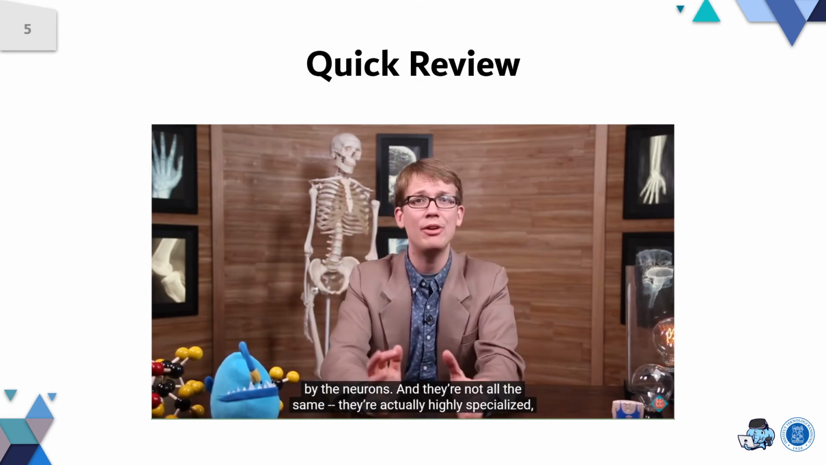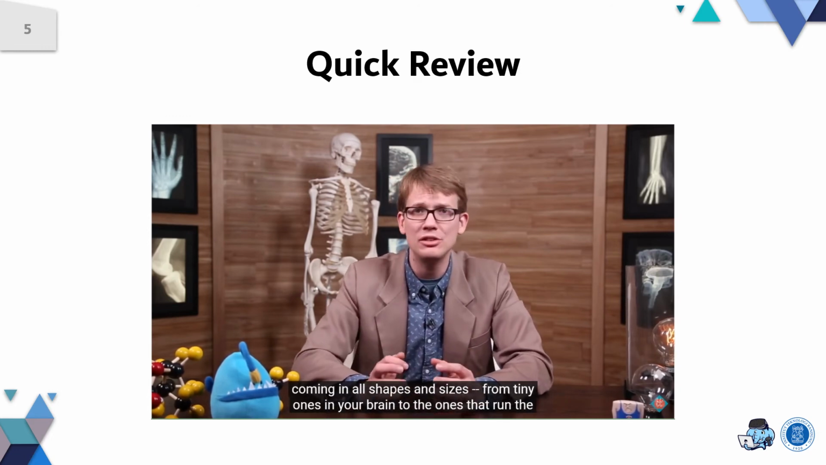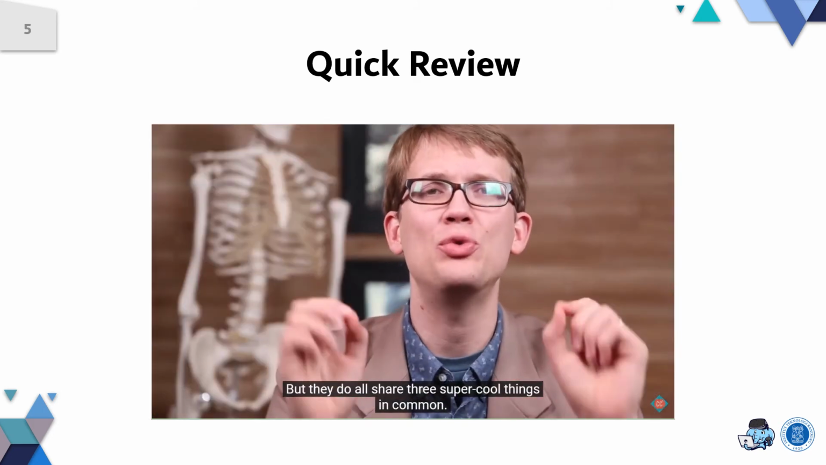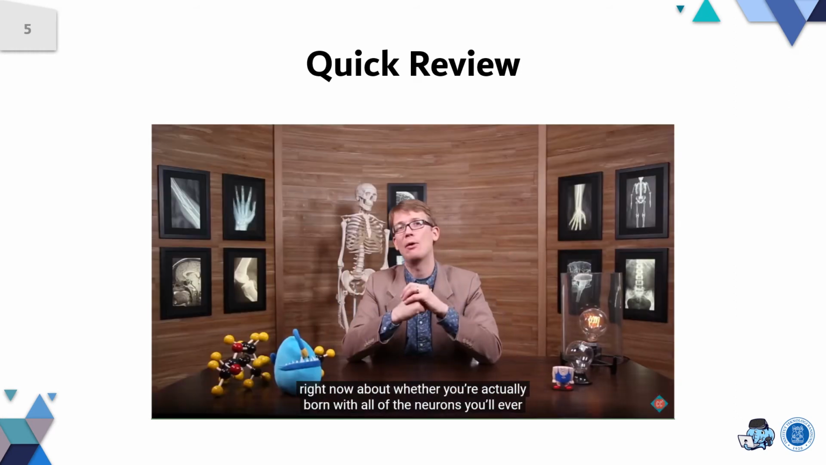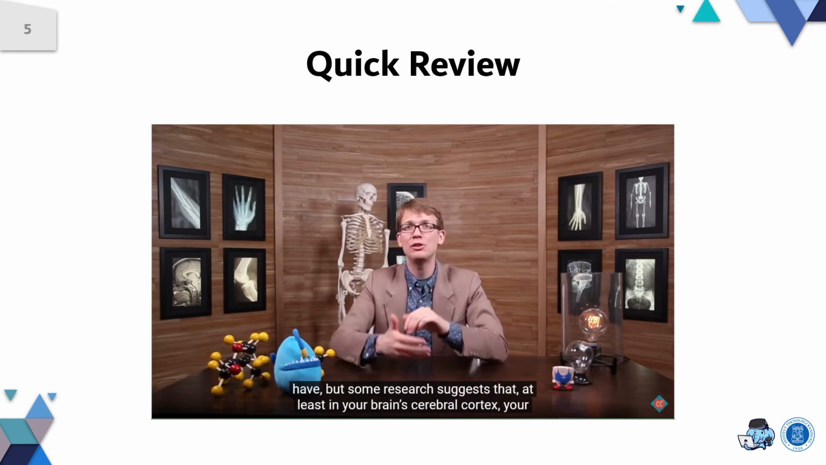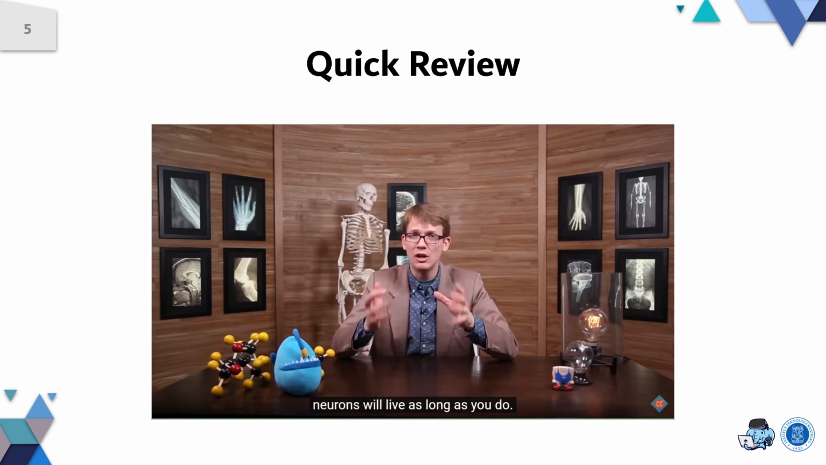And they're not all the same. They're actually highly specialized, coming in all shapes and sizes, from tiny ones in your brain to the ones that run the entire length of your leg. But they do all share three super cool things in common. Number one, they're some of the longest lived cells in your body. There's a lot of debate right now about whether you're actually born with all the neurons you'll ever have, but some research suggests that at least in your brain's cerebral cortex, your neurons will live as long as you do.